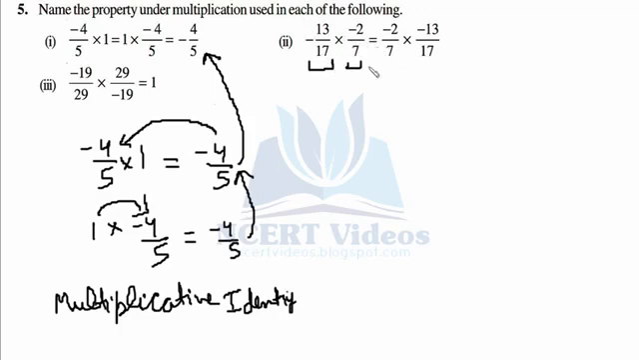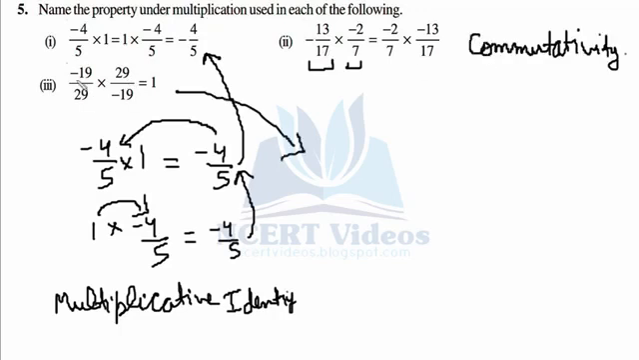Also this equals means that the value of this expression is similar to this expression. So this property under multiplication, because in each case we are multiplying, represents commutativity. The third one, what is happening? We just studied in the previous question.